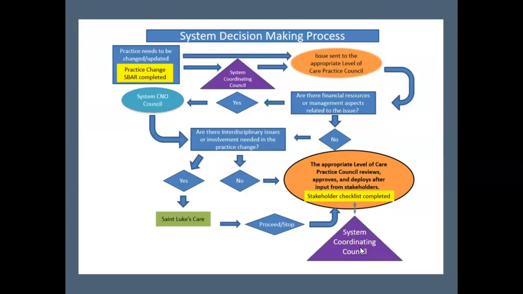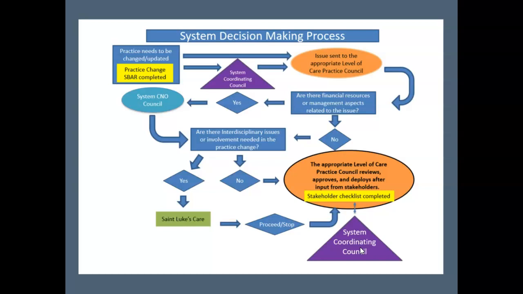Okay, let's talk about the system decision-making process. You can actually go into your policies and procedures icon on Citrix and look for this under the system decision-making process or shared governance. There is a process where, if you think there needs to be a change in practice, you're going to make an SBAR of it and take it to System Coordinating Council. From there, it can be decided where it's going to go next. Or you could take it straight to your practice council, whichever one is most appropriate.